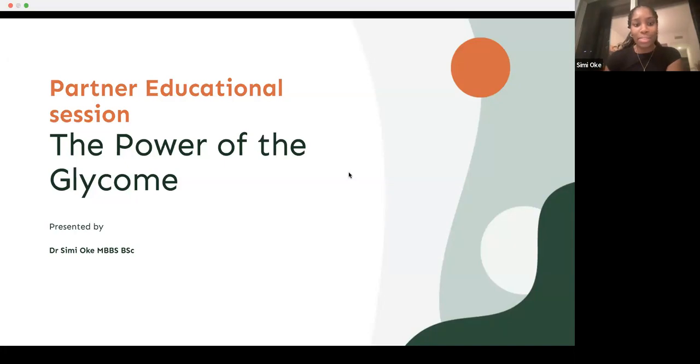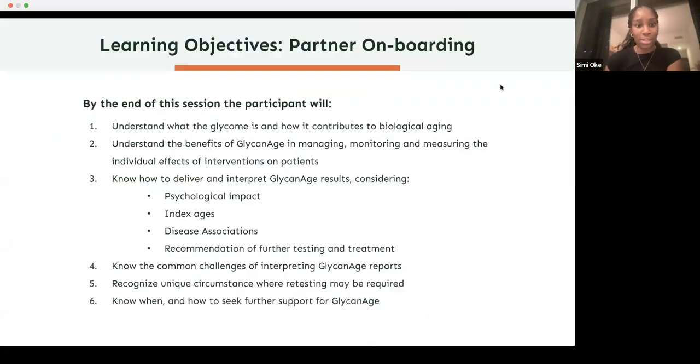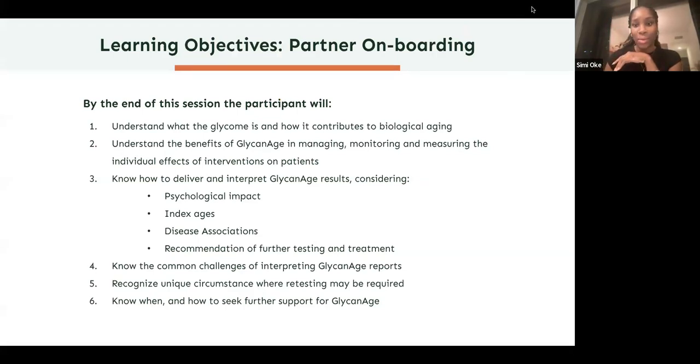As I said, the aim of today's session is to do a couple of things. We want to understand what the glycome is and how it contributes to biological aging, and understand the benefits of GlycanAge in managing, monitoring, and measuring the individual effects of interventions on patients. We also want to know how to deliver and interpret GlycanAge results, considering the psychological impact, because we do know that sometimes getting the GlycanAge can, for some patients, especially if they're a lot older than they expect to be, be a little bit daunting. We also want to understand how the indexes apply to practice, as well as disease associations, recommendations for further testing and treatment, and some of the common challenges that can come with interpreting GlycanAge.